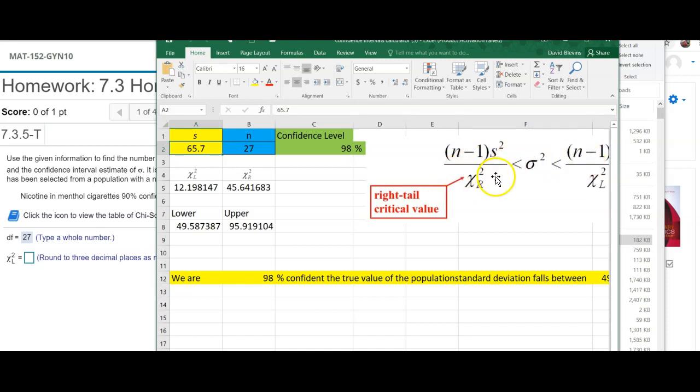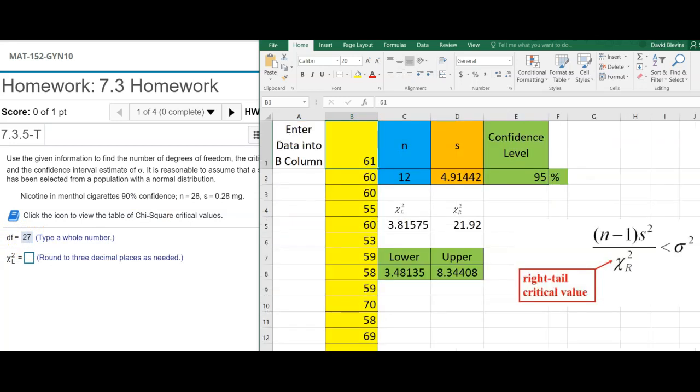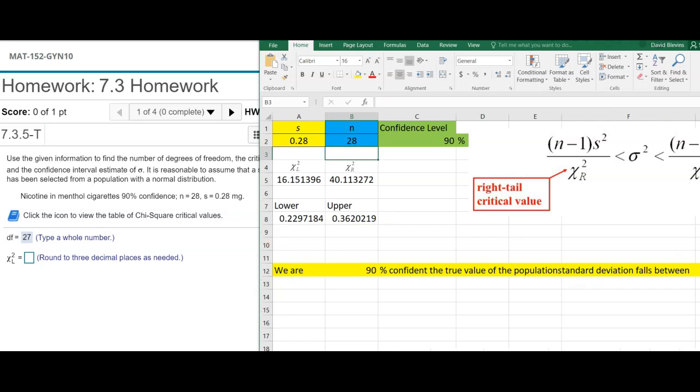If I wanted to find standard deviation with this notation, I would need to take square roots. But this is all you need to be able to do for what we're doing here. So we need to plug in the confidence level, which is 90 here. We need S, which is 0.28, and N, which is 28. Now we're putting in N here. We're not putting in the degrees of freedom. Some of these we actually do plug in the degrees of freedom, so just be careful when you're doing this.